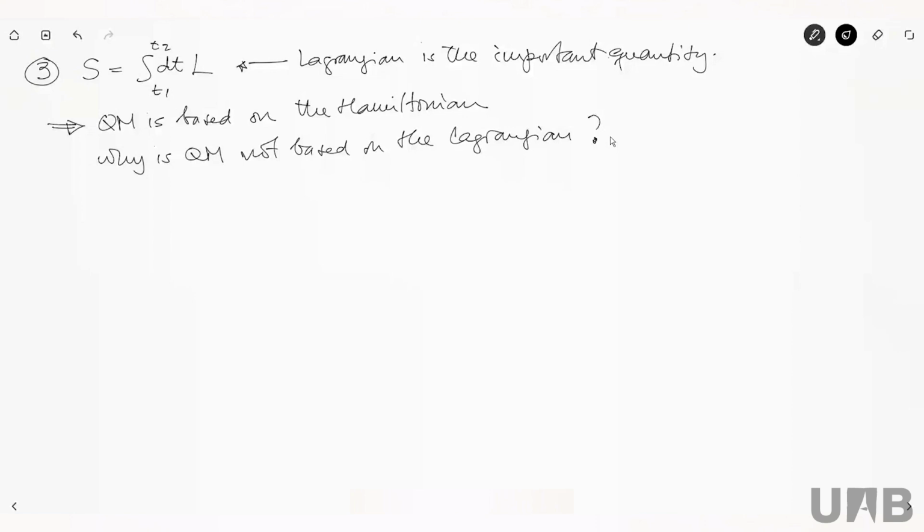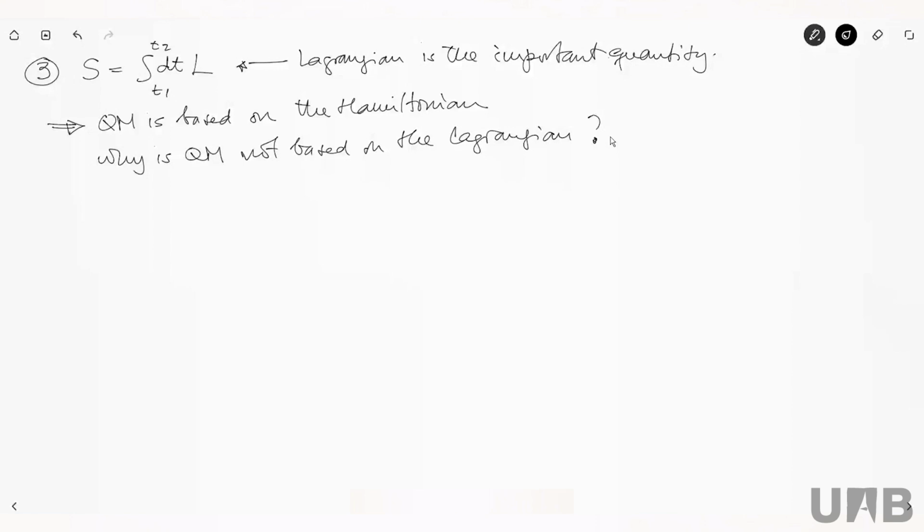Because Hamiltonian has a direct relation with energy, and in quantum mechanics, we want to know which is the energy of that state. Yes, in many cases, not always. In many cases, not always, the Hamiltonian is related to the energy of the system, but not always, not always.